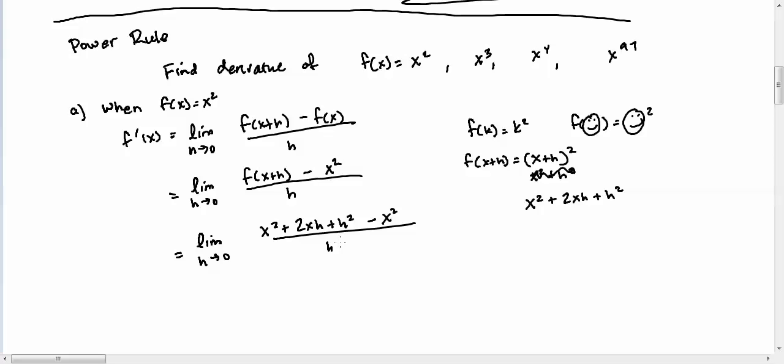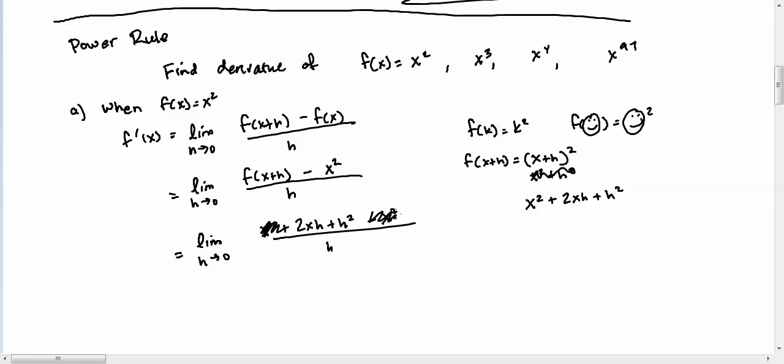Okay. So, what do you notice in the numerator? What can we do so far? You can cancel out the two x squared. Good. Plus x squared and minus x squared, they die. Cool?